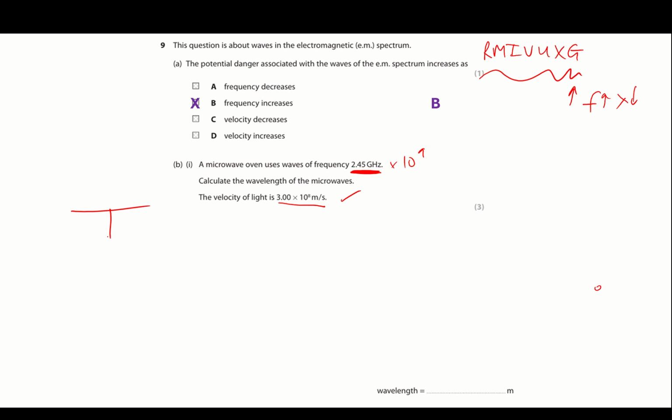Calculate the wavelength. So we're going to need our formula triangle. We want the wavelength, S over F. There's F, there's S. So wavelength equals speed divided by frequency. Then we're going to put our speed in. We can leave that alone, and then 2.45 times 10 to the power of 9. And that gives us our wavelength, 0.122.